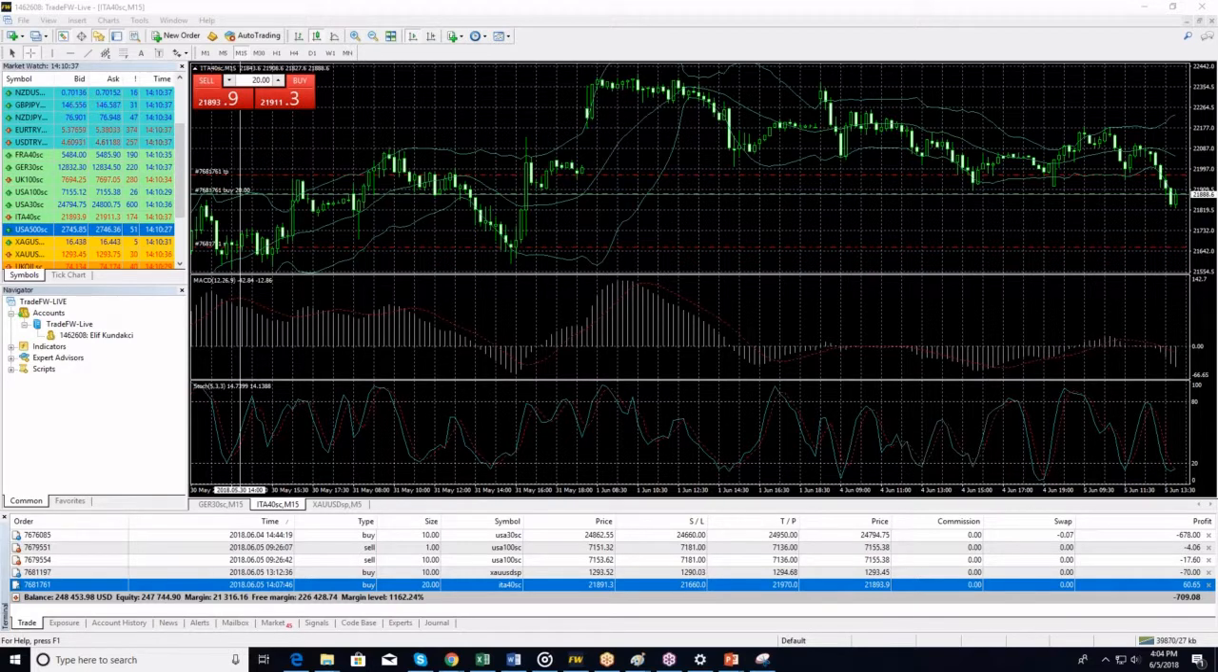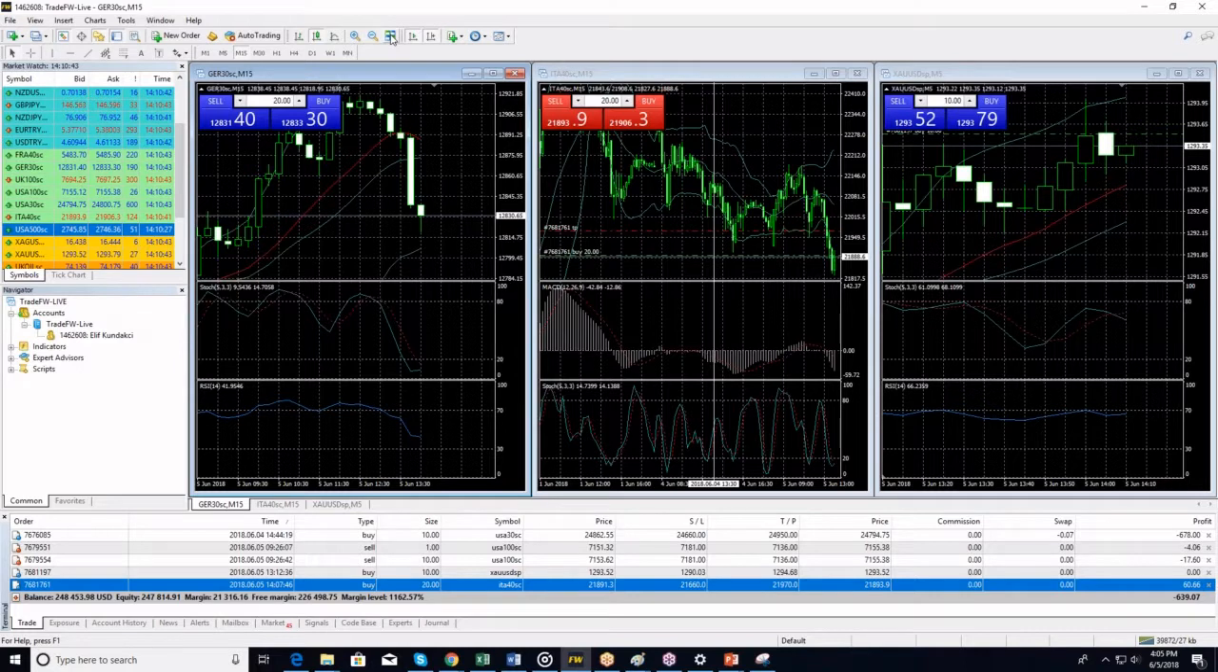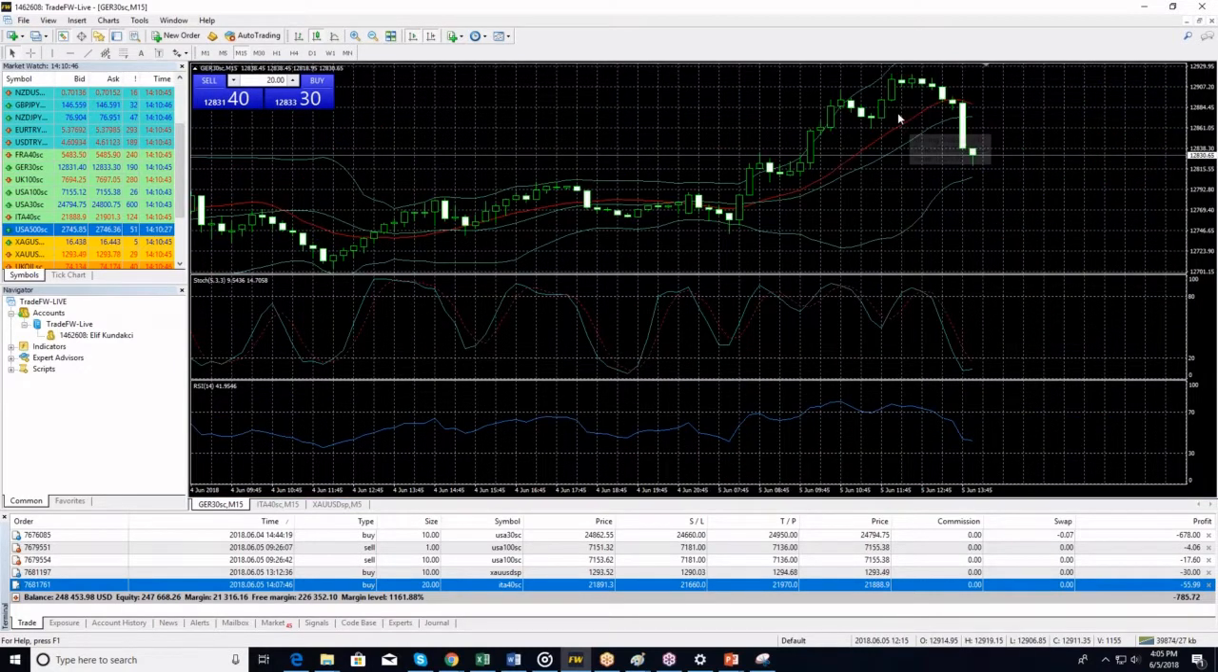Let's have a quick look at the indices, what's going on and how they look for today. DAX, as I said, we had a nice move over here. We got some money, but due to this sharp drop, our stop loss was hit, and I'm still waiting here to enter the market.